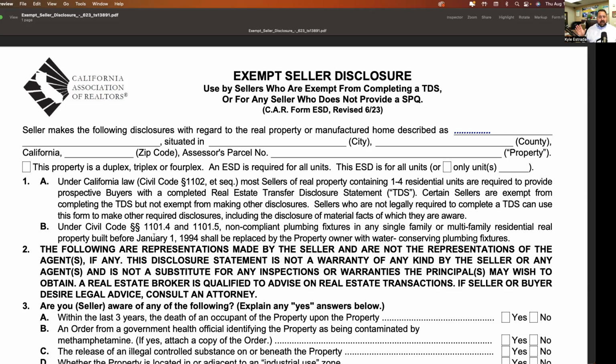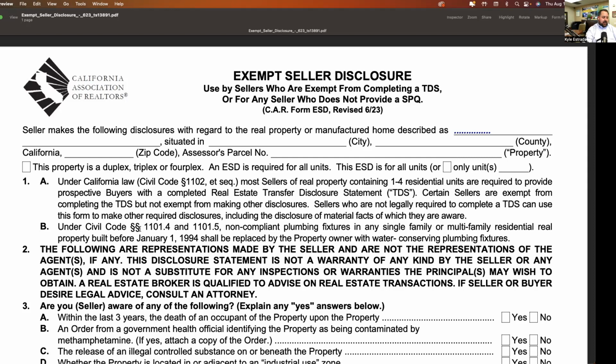Every other time, it is a transfer disclosure and SPQ. I don't care if it was an investor that purchased it from an REO and now they're flipping it, they have to provide you with a TDS and an SPQ. Okay, so only three: a trust sale where the successor trustee is the seller and did not live in the property, a probate, or an REO. Those are the only times you use the exempt seller's disclosure.